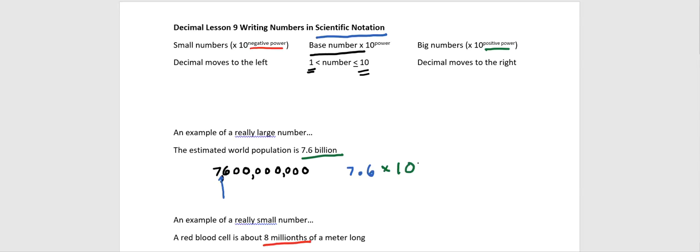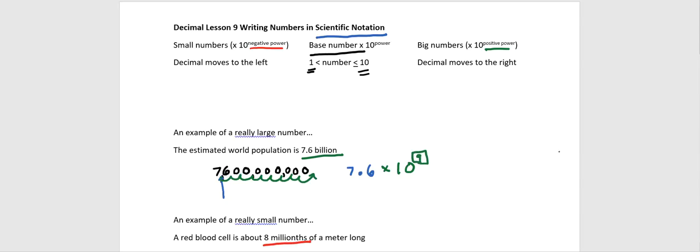And the last thing we need to do is to fill in our power here. So I'm just going to put a box up there just so we know. And we're going to take that, where we mark that decimal point now, we're going to count back how many spaces we'd have to send it back home. So there's 1, 2, 3, 4, 5, 6, 7, 8, 9 spaces.